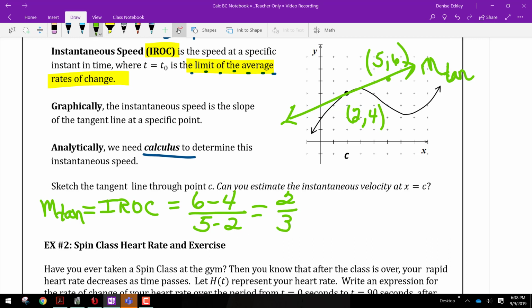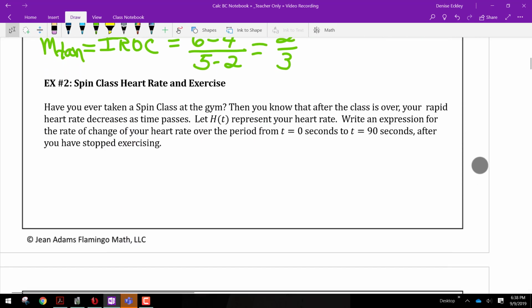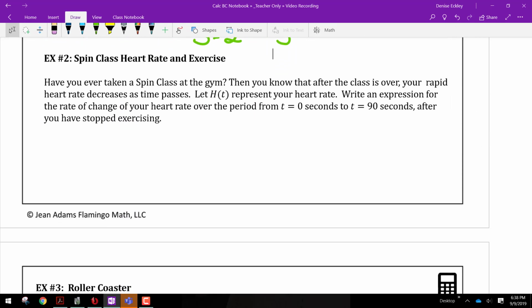Okay, so let's do another example related to this. So now we're at spin class, and we're looking at our heart rate. So even if you haven't taken a spin class, you've probably seen it on TV or something. Your heart rate goes up really, really fast, and it's really high when you're done. So your heart rate is going to decrease quickly as time passes.